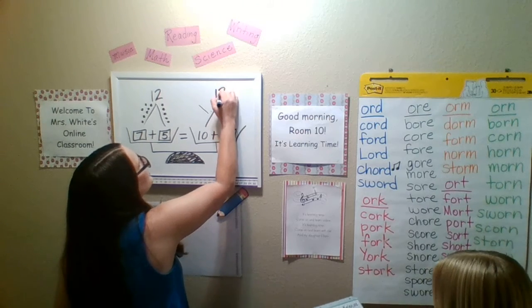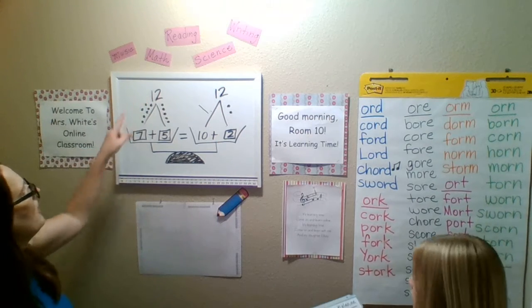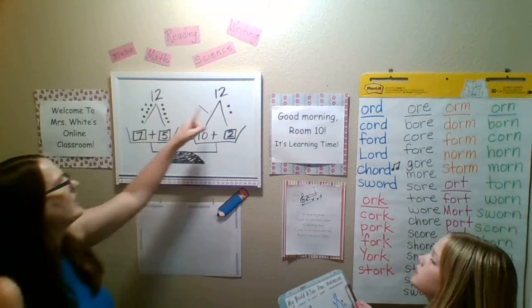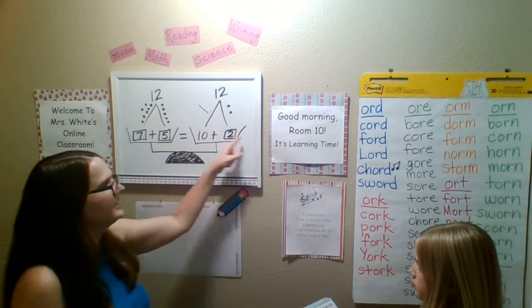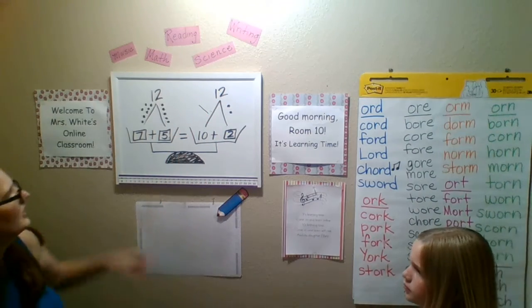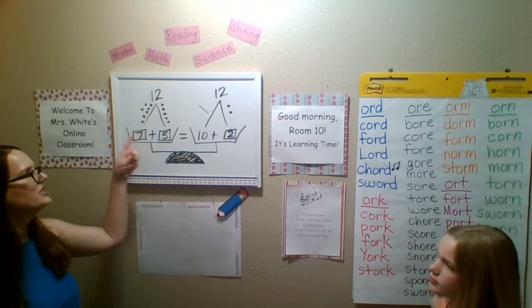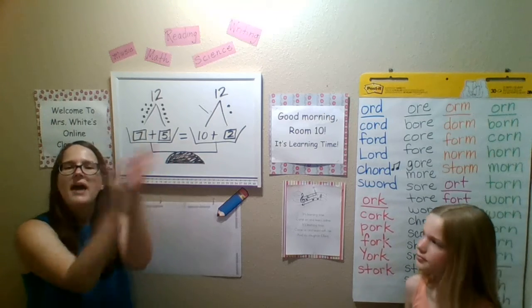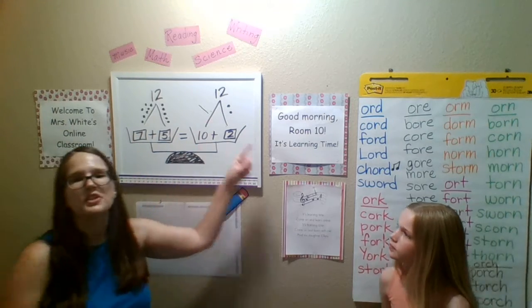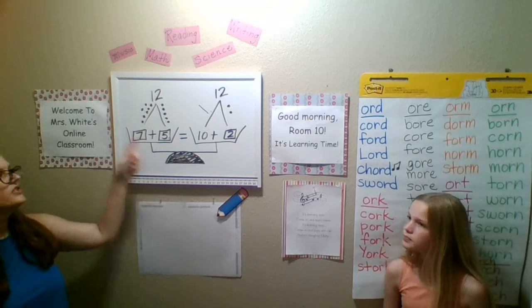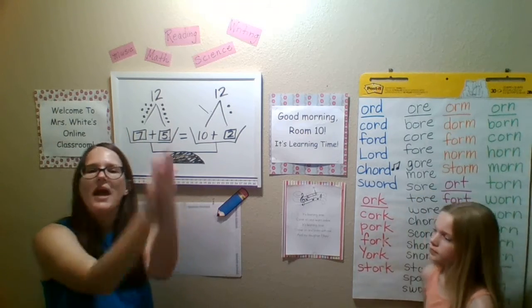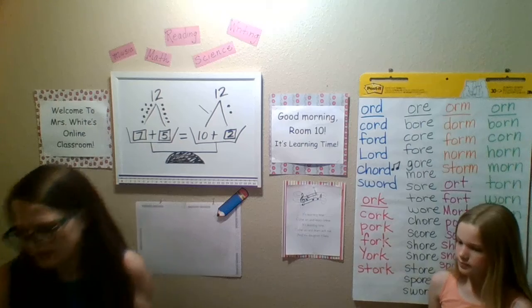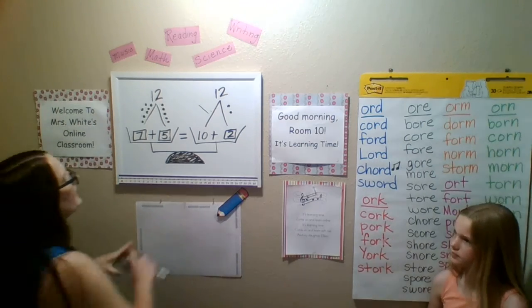And King of the Mountain is 12. I can make a 12 with a 7 and a 5. I can make a 12 with a 10 and a 2. You ready to clap it out? All right, here we go. 7 plus 5 is the same as 10 plus 2. One more time. 7 plus 5 is the same as 10 plus 2. All right, go ahead and erase it.